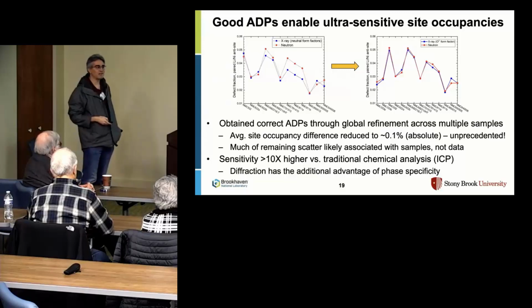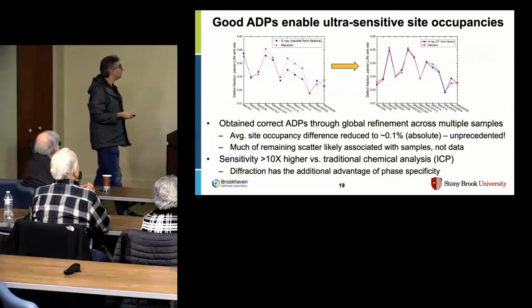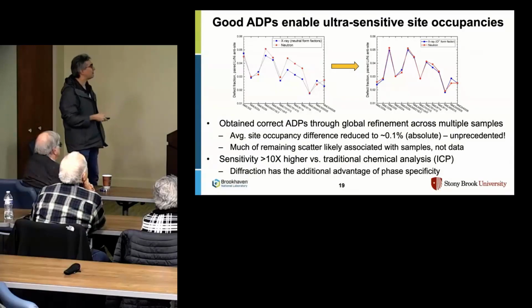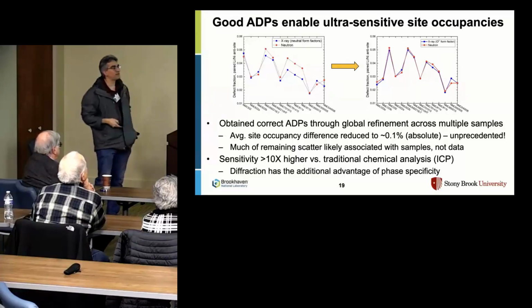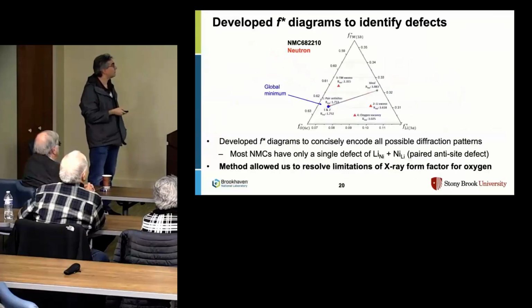And 11 BM doesn't even have that good counts, right? There are better beamlines for getting very accurate measures of intensity. So we're already beating ICP by a factor of 10, and we could do about another factor of 10 with the addition of phase specificity, which chemical methods do not have. We know exactly which phase defects are changing in.